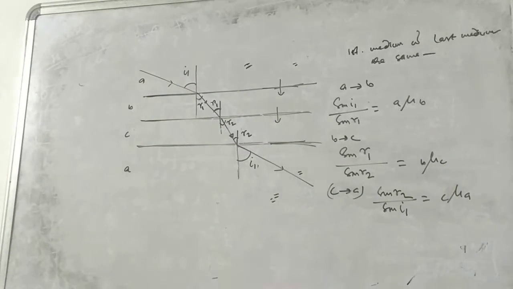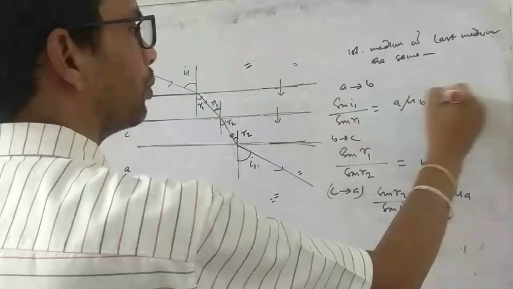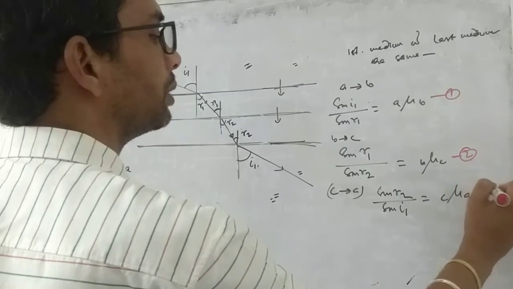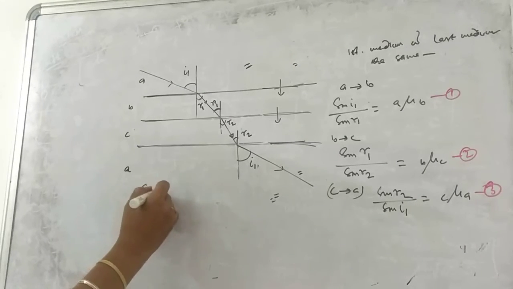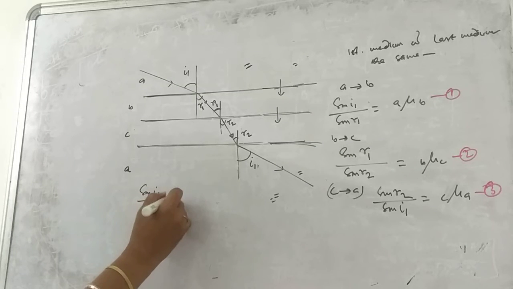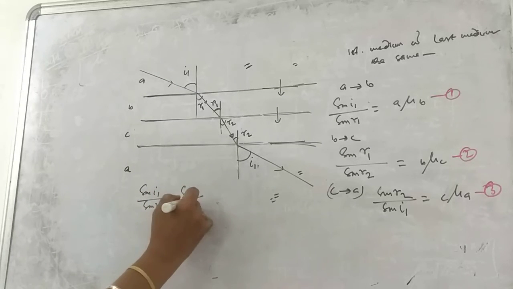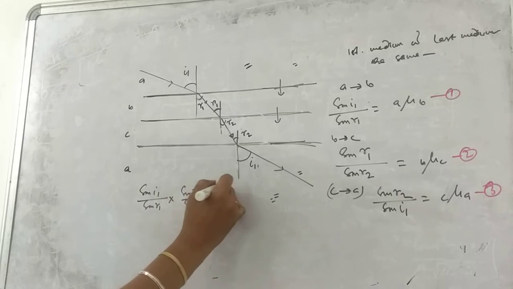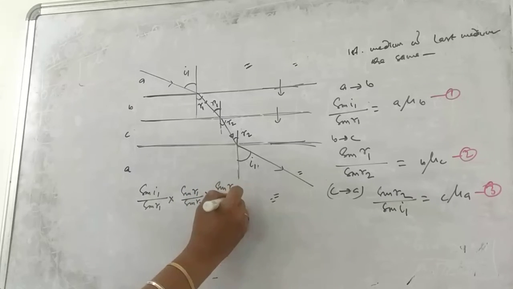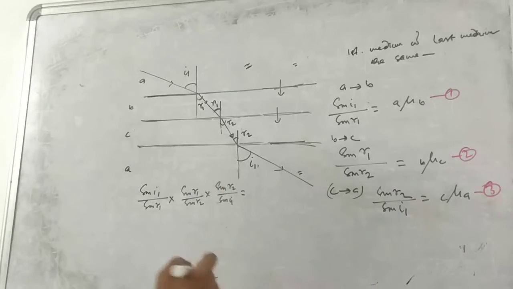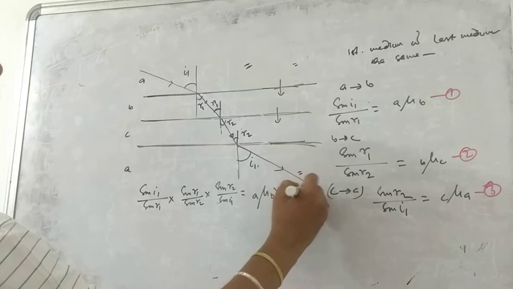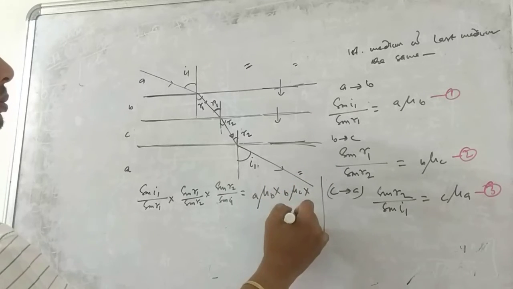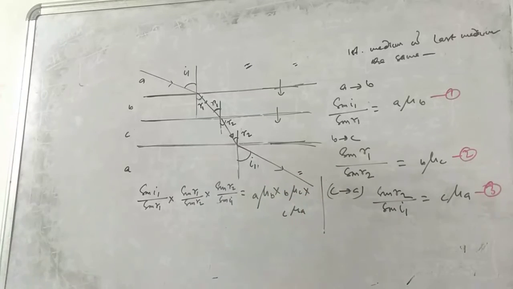So we get 3 equations. This is equation number 1, this is equation number 2, and this is equation number 3. So multiply these 3 equations. So sine of I1 by sine of R1 into sine of R1 by sine of R2 into sine of R2 by sine of I1 is nothing but mu B with respect to A into mu C with respect to B into mu A with respect to C.